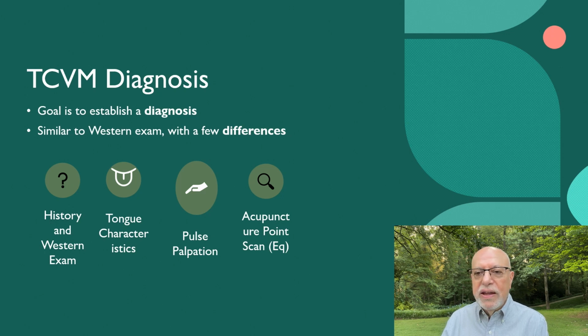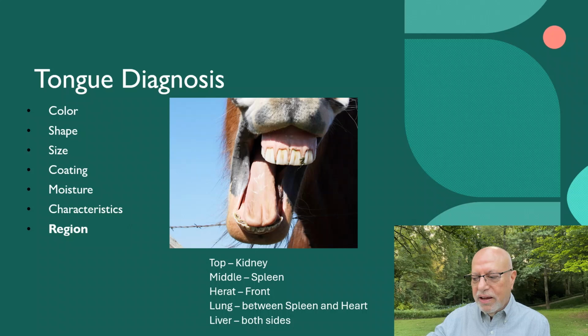Then in horses, we have a very special, unique technique where we scan the animal with a semi-sharp object, like the back of a needle, to see where the sensitivity is and which acupoints are involved. That helps us to really pinpoint the problem.